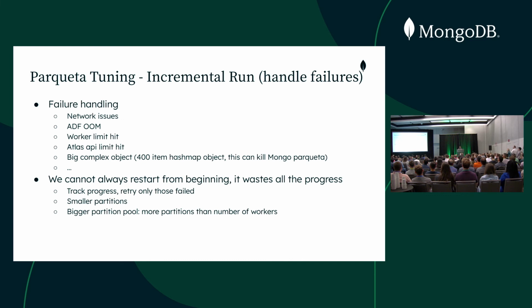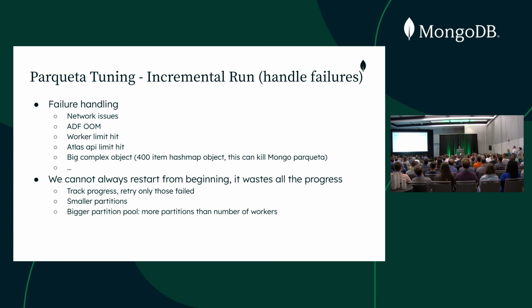It's about failure handling. Any system can go wrong. It can have failures, including Atlas Data Federation. We saw network issues. We saw Atlas Data Federation go out of memory. We saw it reach the API limit. There are different reasons that it can fail.